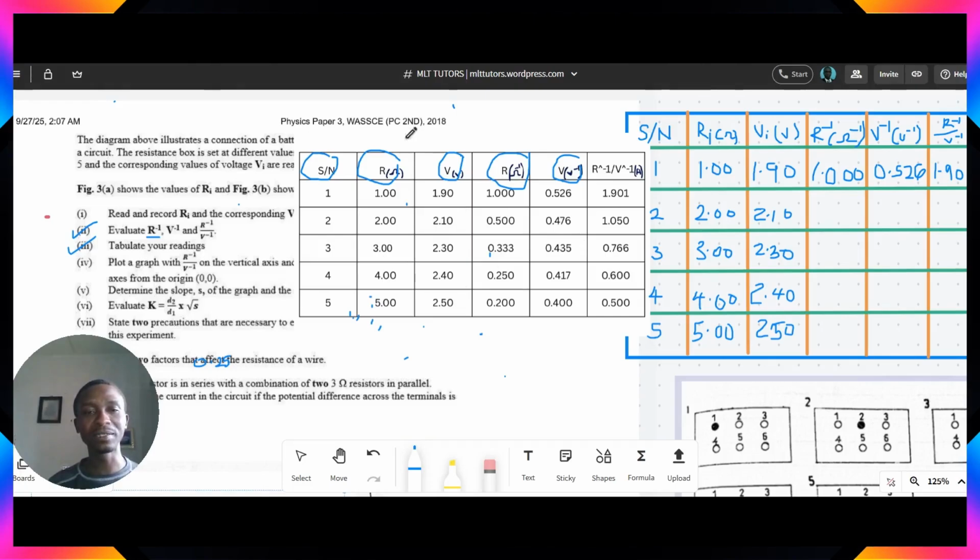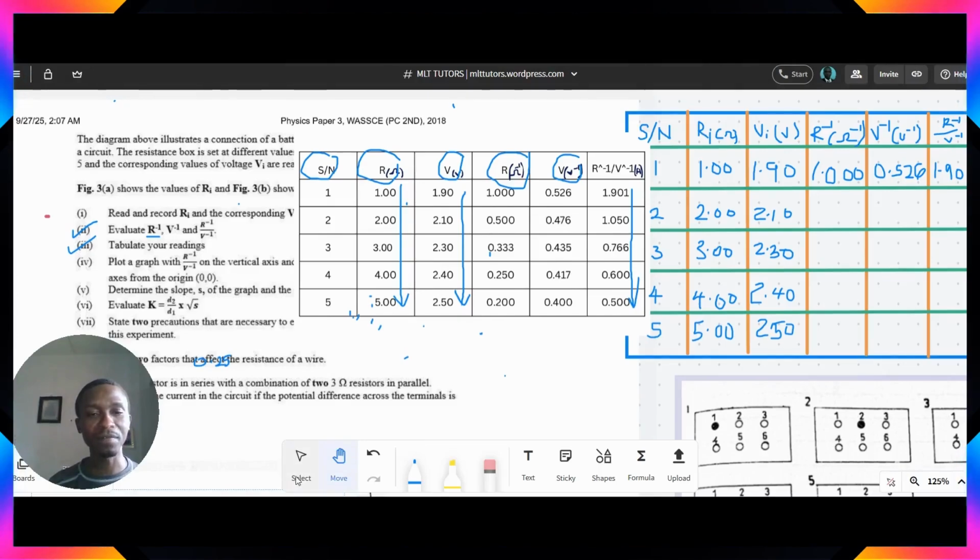And if you look at it, there is a trend. The R is increasing as it is going down. So is the V also increasing as it's going down. There must be a trend, that the values are increasing or decreasing. It must not oscillate. And if you look at R inverse over V inverse, what happened to the value is that it is decreasing, that is coming down. So that trend is okay. So the next task after we are done with the table is to actually plot the graph.